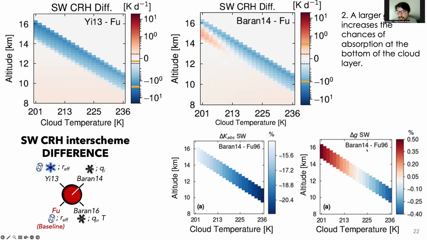And in this case, there's an interesting trend in the symmetry parameter. The symmetry parameter can be negative at lower levels, enhancing, for example, backscattering radiation or reflection. But at high altitude, the symmetry parameter starts to be positive. That means we can see an enhancing of forward scattering. So we suspect that a larger D is increasing the chances of the shortwave radiation to be transmitted through the cloud layer and reach bottom layers at high altitude. That can enhance the chances of absorption for the bottom layers relative to Fu.